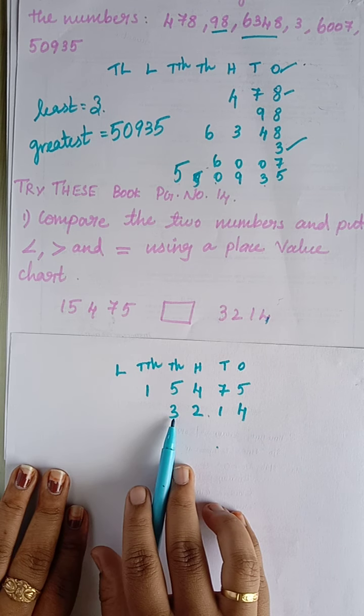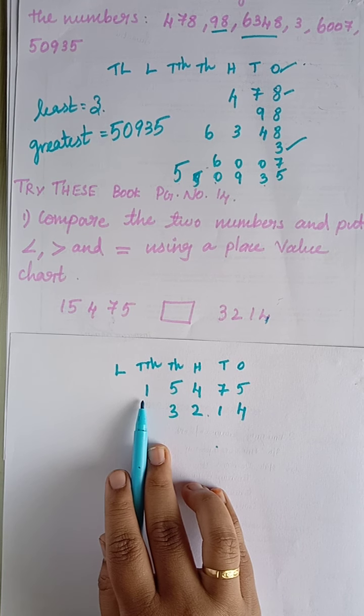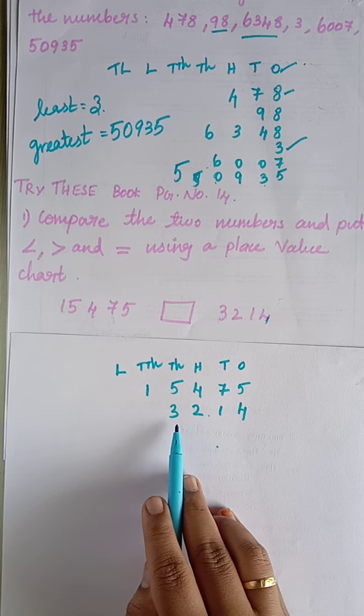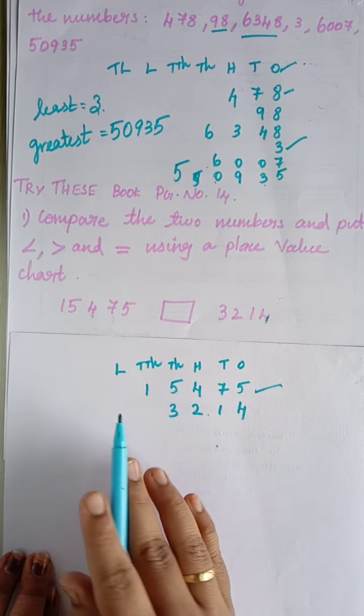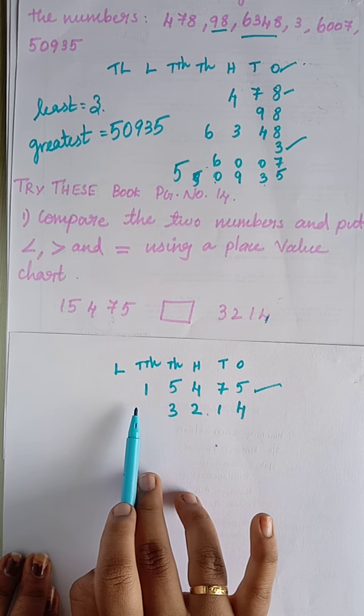This side you see it will end in 10,000 itself, but this number is starting from 10,000, but this number is starting from 1,000. So while comparing these two, which one is biggest? This is the biggest.